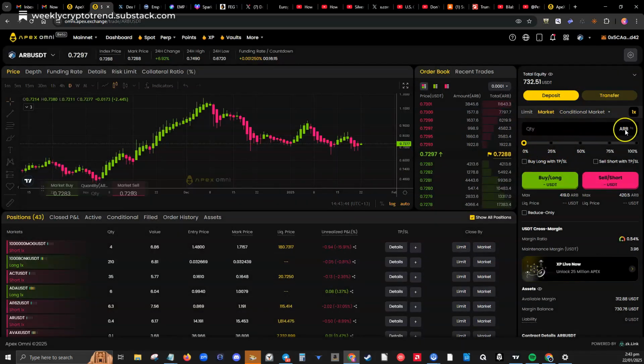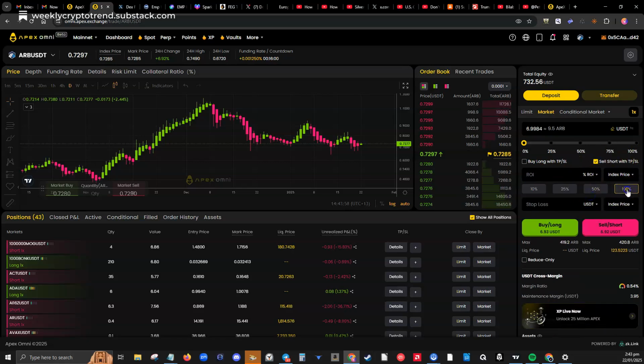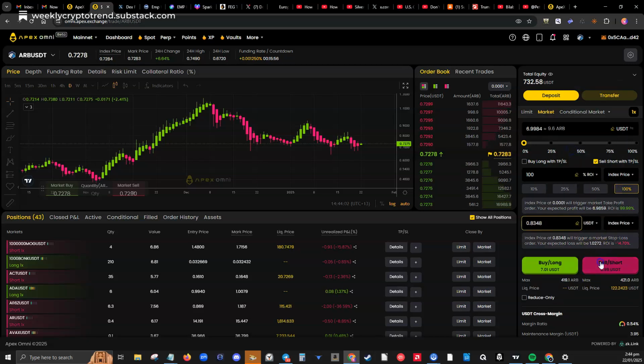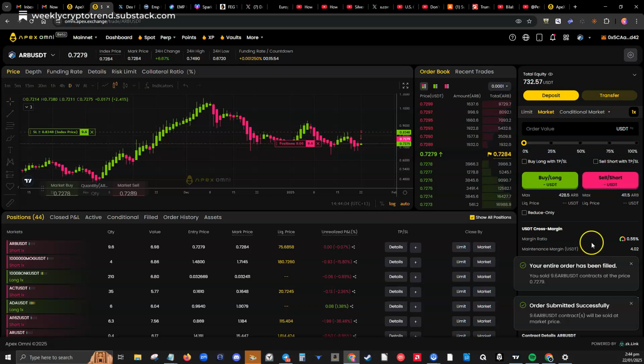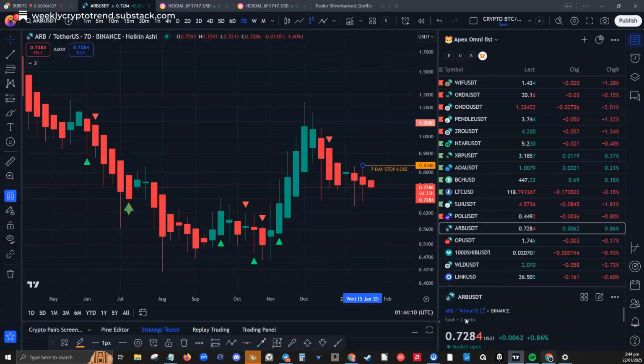Arbitrum. We want to get rid of this leverage. Change it to USD. Putting 1% of our account, and we're going to go. Remember, it was short. Sell short. Take profit. Sell short. There you go. It's like $6.98. Nice. So that was a short.